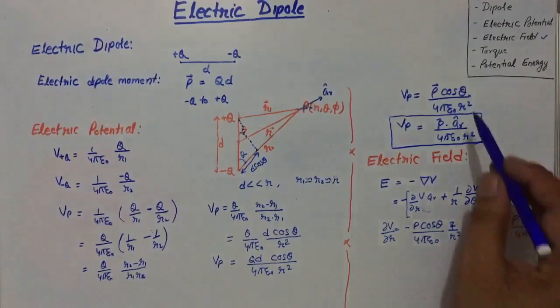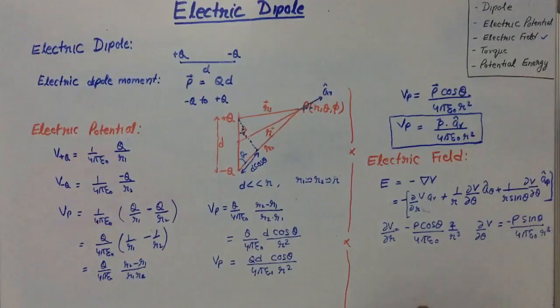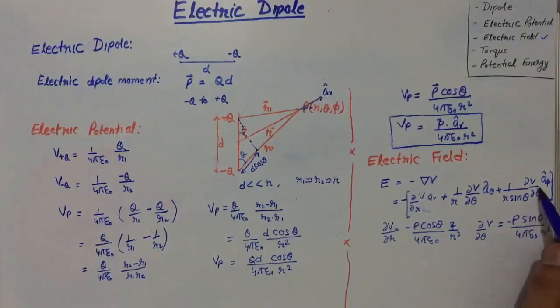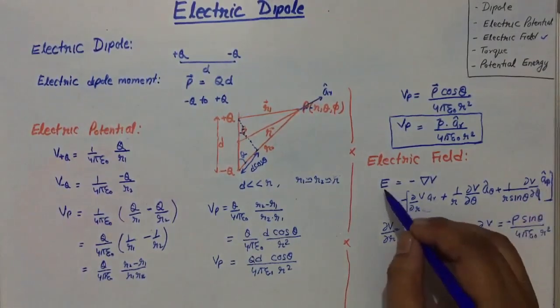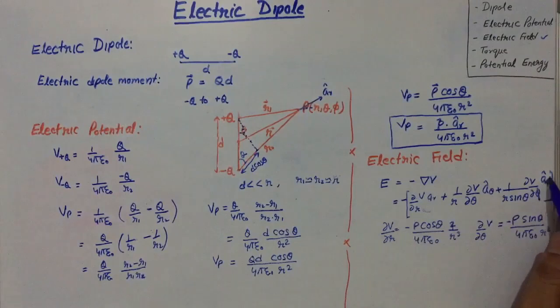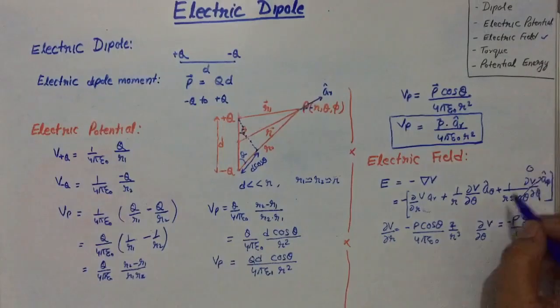Here the differentiation of cos theta is minus. Now it is okay. Now the third term, that is phi. I'm sorry, here it is phi. The third term is del V over del phi, and there is no phi term, so the derivative of V with respect to phi will be equal to 0. So the E component in the direction of a phi will be 0. So this term will be 0. The only terms will be these two.